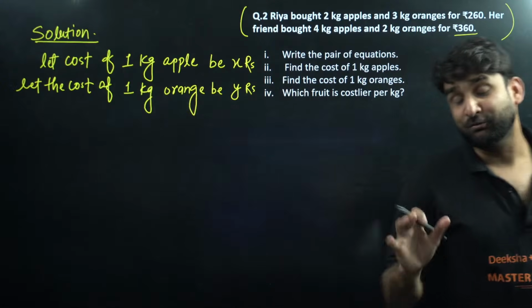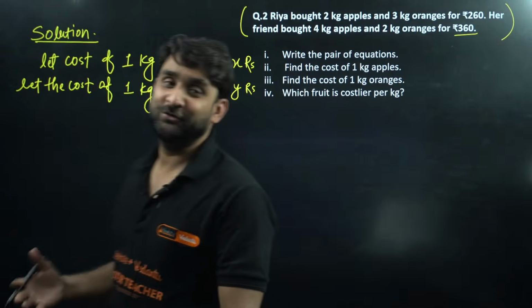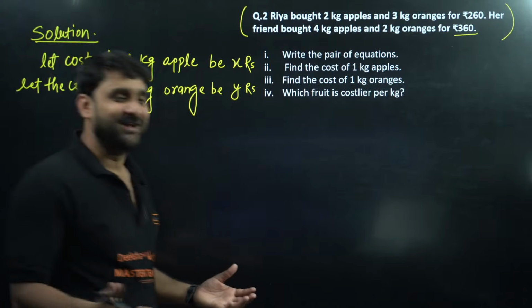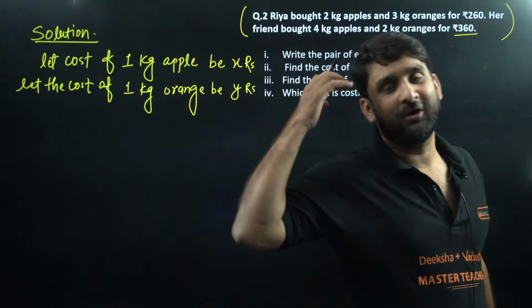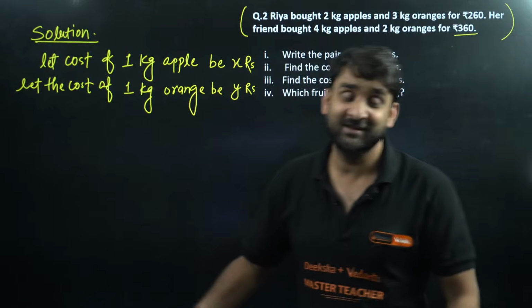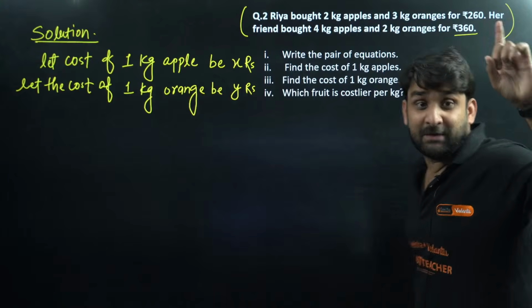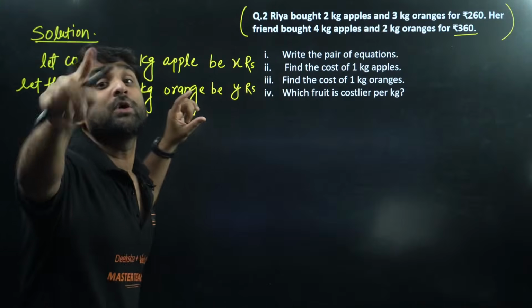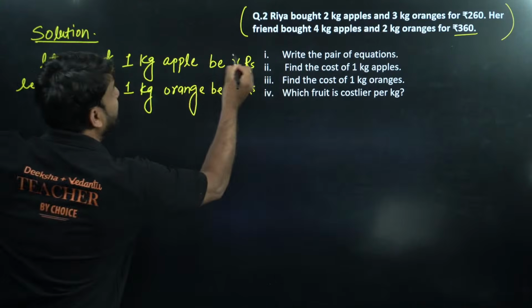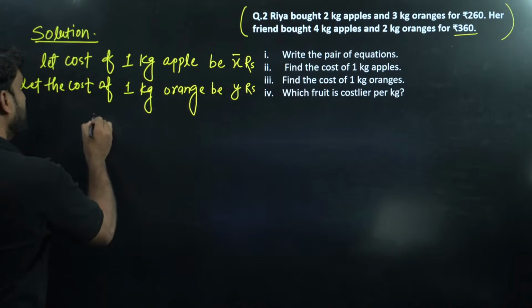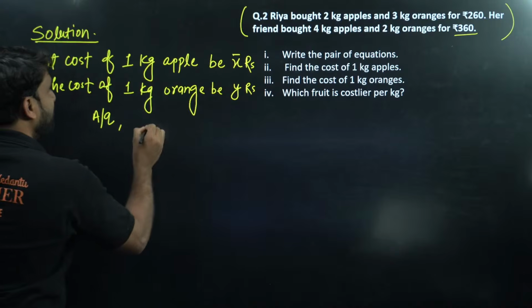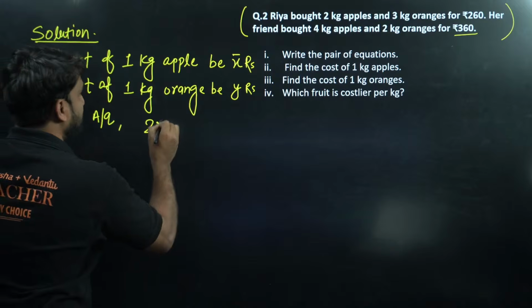Supposing the variable is the most important part. And after supposing the variable, come on champions, come on my 10th titans, you can write the equation comfortably. There is nothing left. Now Ria bought 2 kilogram apples. How many kilograms? 2 kilogram apple. And what is the cost of 1 kilogram? X rupees. So according to the question, the first equation will become 2x.